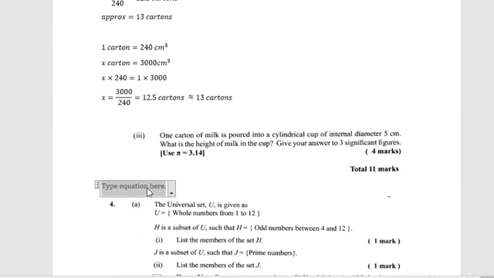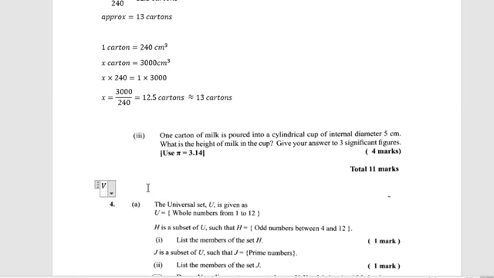Okay, so part 3 now says 1 carton of milk is poured into a cylindrical cup of internal diameter 5 centimeter. What is the height of milk in the cup? Give your answer to 3 significant figures. So now we're changing shape. It was in a square, which is a box, the box of milk. But now we're pouring this same carton of milk into a cylindrical cup, something more circular, of internal diameter 5 centimeter. What is the height? The formulas are at the front. Do we need to memorize them? No, but you need to know how to use them.